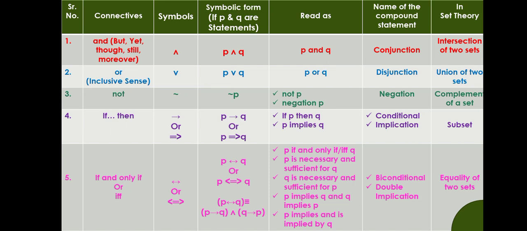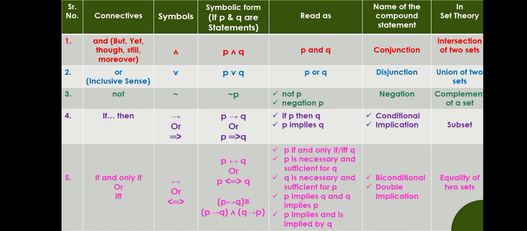The first logical connective is and. However, other English words such as but, yet, though, still and moreover are also used instead of and, denoted with same symbol as that of and. Its symbolic form is P and Q, read as P and Q. Name of this compound statement is conjunction. It is the intersection of two sets in set theory.